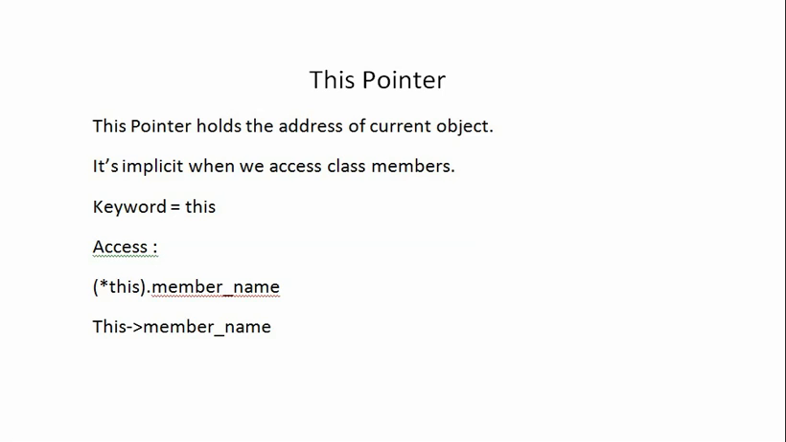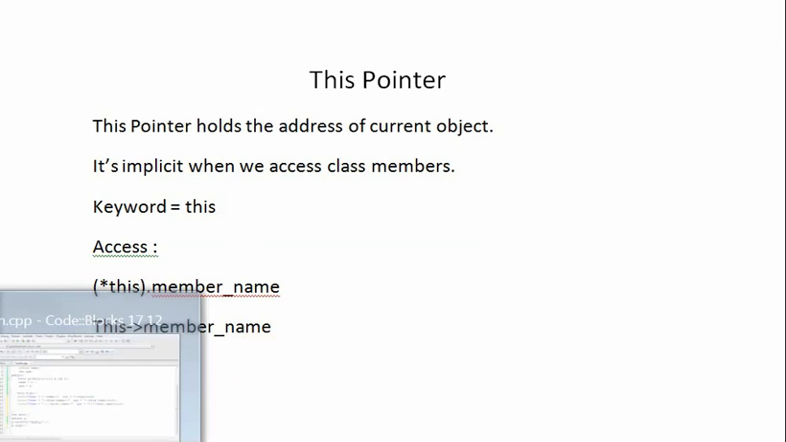The keyword for this pointer is this, and we can access the member using these two ways: this dot member name, and this arrow member name. For thorough understanding, please see this code.